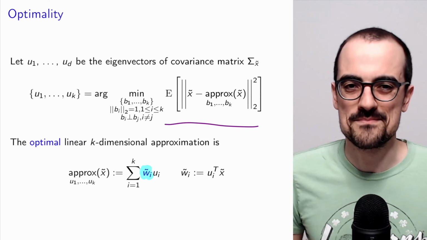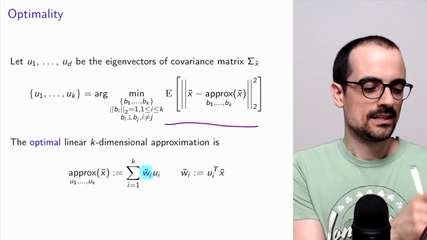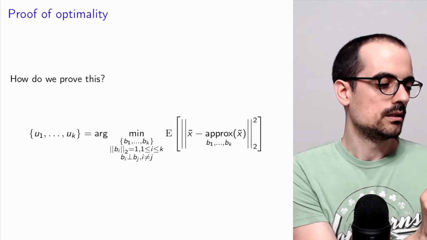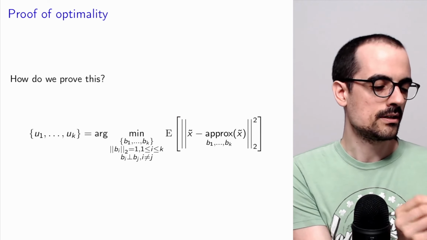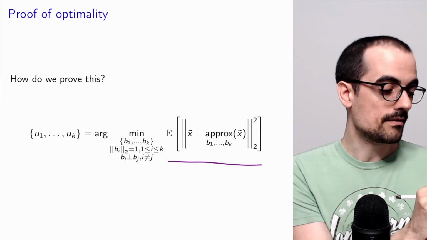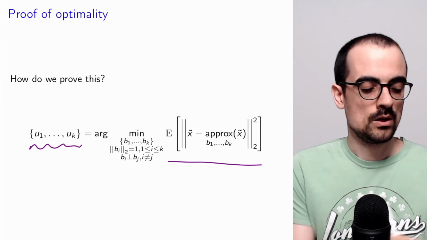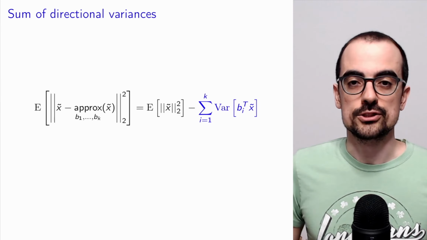So we'll do that before finishing the video. In order to do that, we need to show that the mean error is minimized by the first k principal directions. How are we going to prove this? We're going to apply induction.